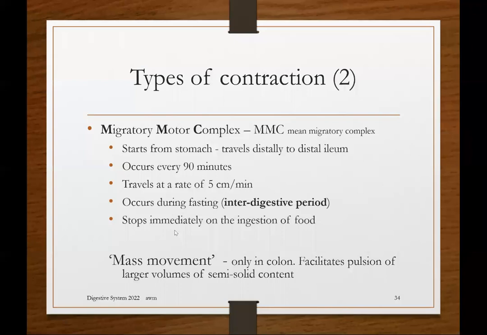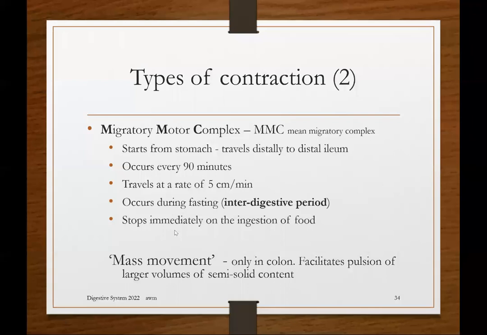If you were able to open the abdomen, you'd see that ring of contraction traveling across, going from one area to the next. It occurs every 90 minutes or so, so every 1.5 hours. And it travels at a rate of 5 centimeters per minute.